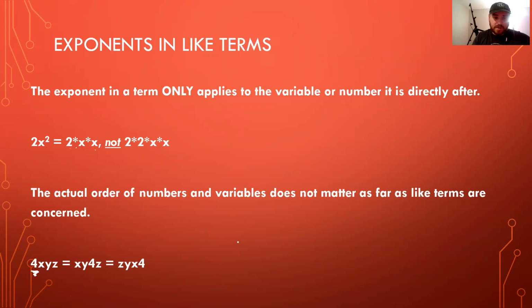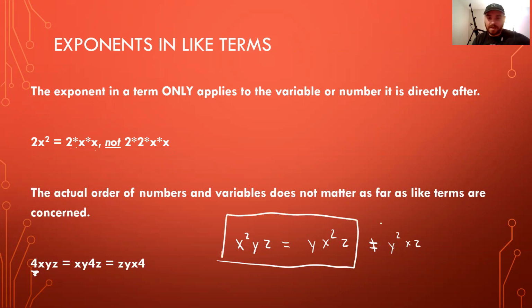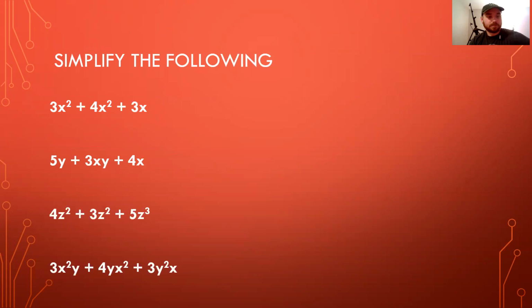One thing that is important to note here though is, let's say I have x squared y z. This is equal to something like y x squared z. But if the squared changes, so if I instead go y squared x z, these are no longer the same thing. I now have a y value that's squared instead of an x value, and that makes the term different. So we can combine these two, but we cannot combine this one with those two. If we had another y squared x z thing, we could.